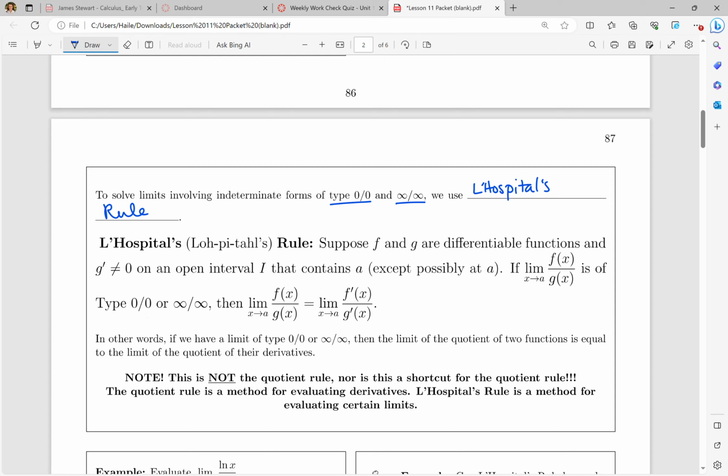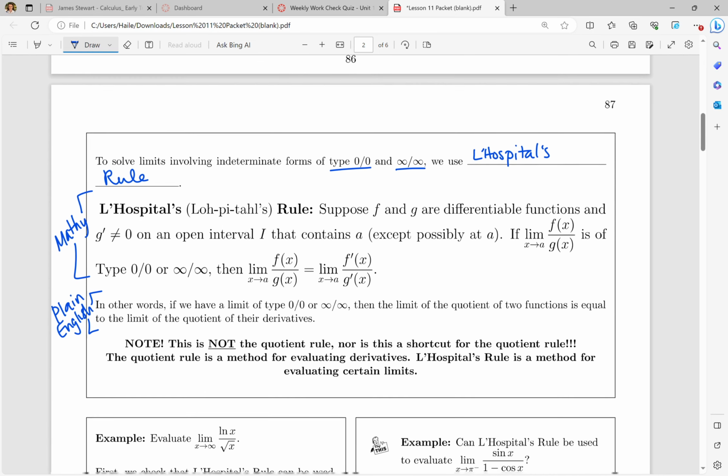So this very mathematical statement has been translated into a plain English statement right here. This is our mathy version, and this is our plain English version. What we mean by the notation is basically we can take the derivative of the top function, take the derivative of the bottom function, and the resulting limit will have the same answer as the limit that we started with.